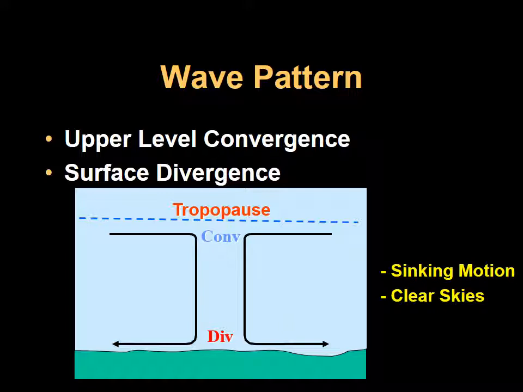So if you have convergence in the upper levels of the atmosphere, that must mean that you have sinking motions and divergence in the lower layers of the atmosphere. Convergence results in sinking motions in the upper levels because you've got a tropopause that is very stable, that doesn't allow air to exchange or go through the tropopause, so it acts as kind of a lid. So upper level convergence results in sinking motions and lower level divergence. And as a result, of course, you would expect clear skies.